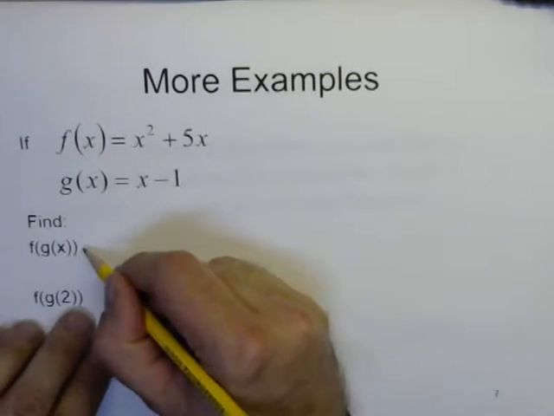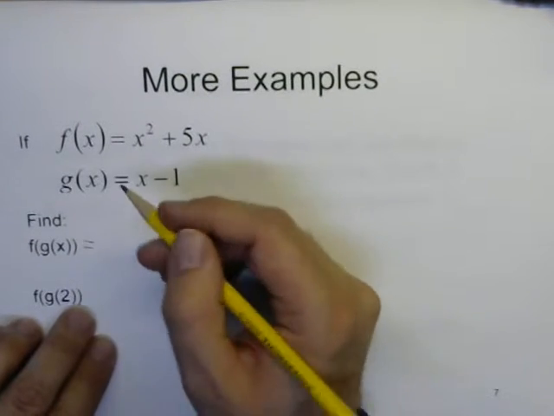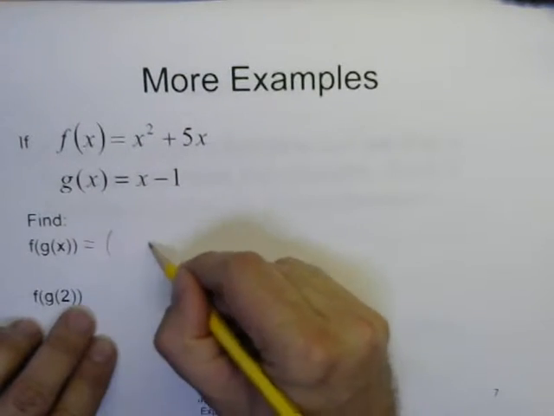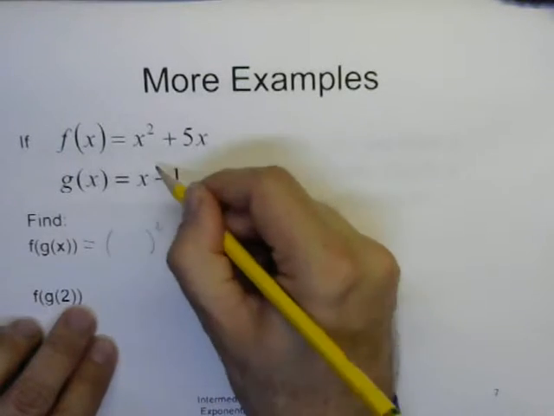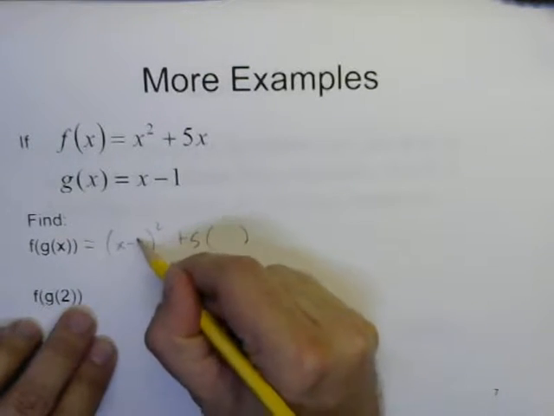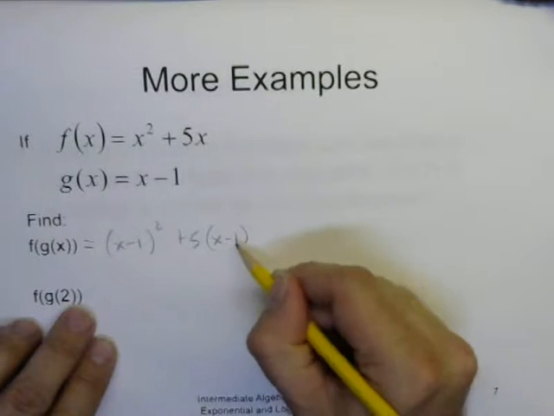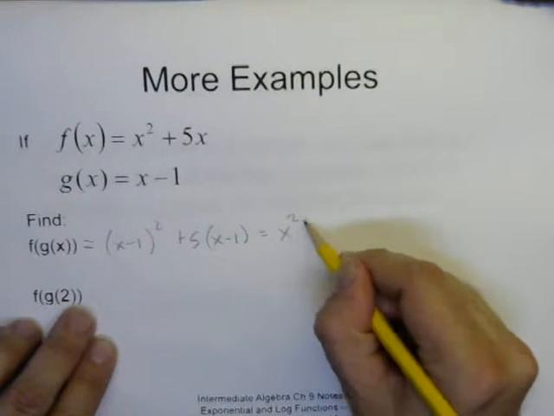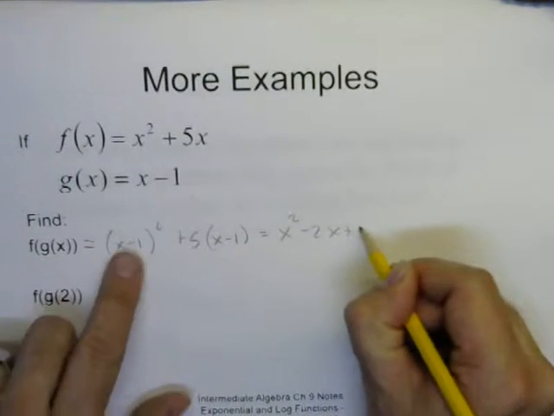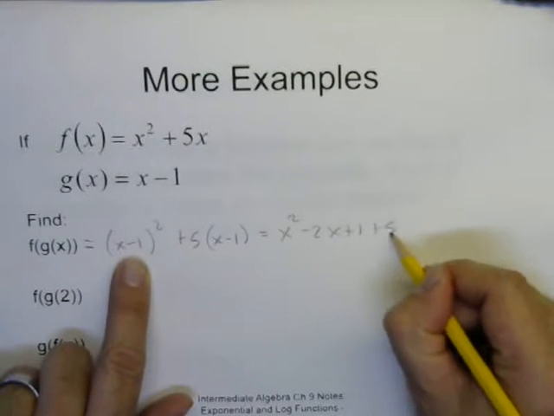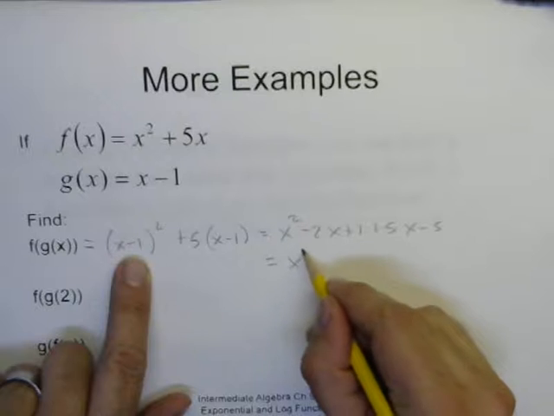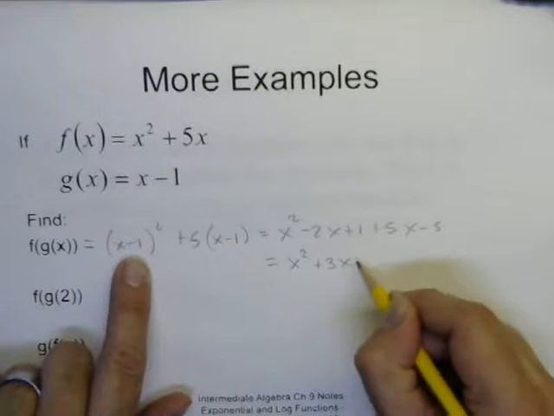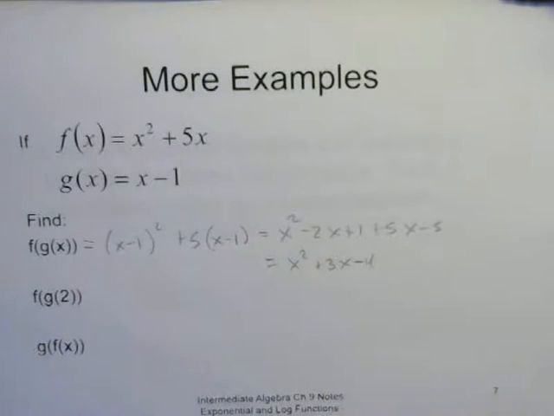So let's say I want you to find f of g of x. Again, in that case, I'm going to replace all the x's in my f with whatever the rule is for g of x, which would just be x minus 1. And then that's basically the answer. Again, you can simplify that, obviously. You've got x squared minus 2x plus 1 if you FOIL that, and then plus 5x minus 5. So you'll get x squared plus 3x minus 4.